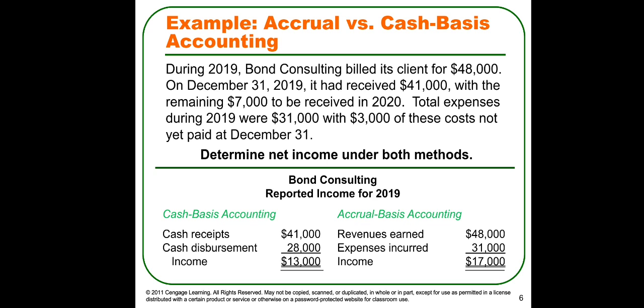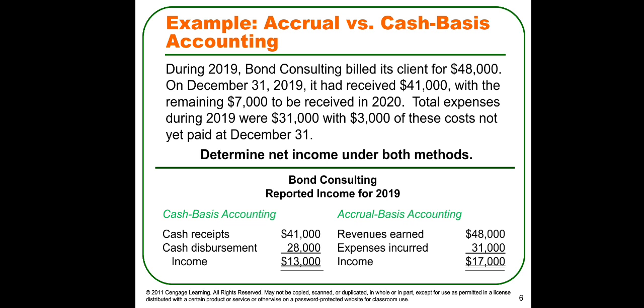So during 2019, total expenses were 31,000. But at the end of the year, at 31st of December, the business still has $3,000 of expenses unpaid. So if this is the situation, how do we calculate profit using cash basis and accrual basis? See the bottom or second half of the slide.